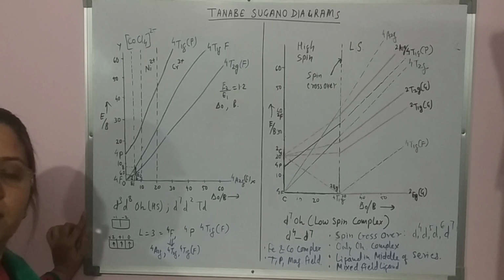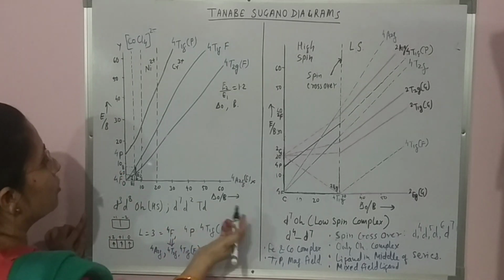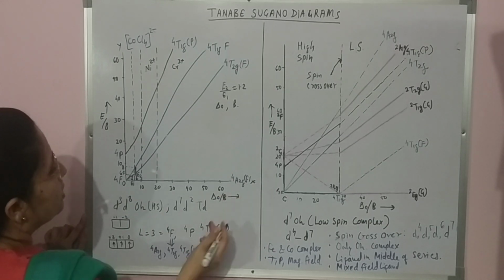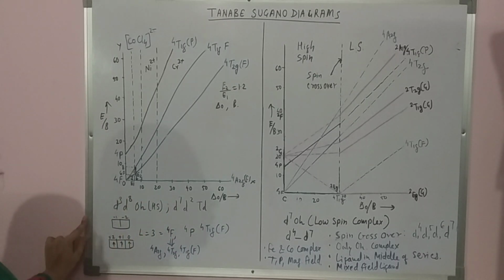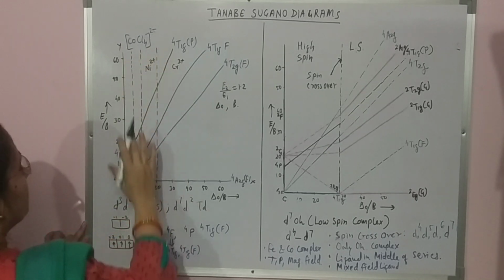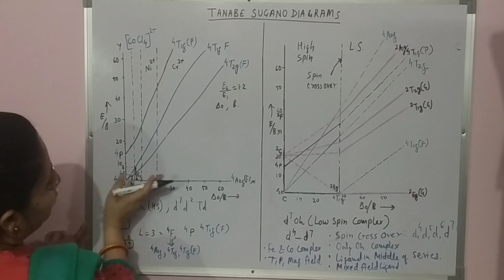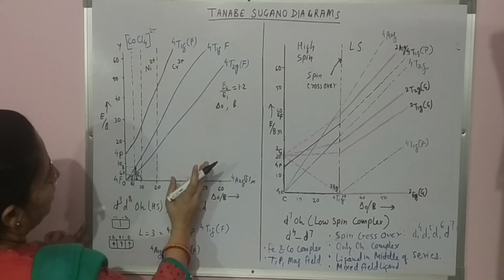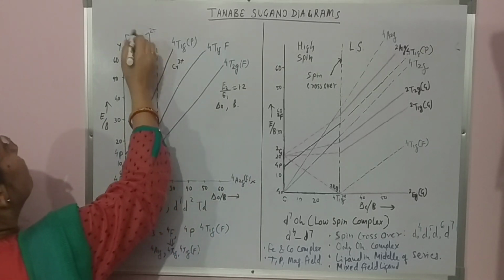And just like the previous diagram, we have calculated the Racah parameter B and delta O, that is the splitting energy, by the help of the spectral line. So the same things we can do in this diagram also. So suppose in this area the weak field ligands will be there, and as we move towards the right hand side, the splitting power or the strength of ligand will get enhanced. So this side will get weak field ligand.